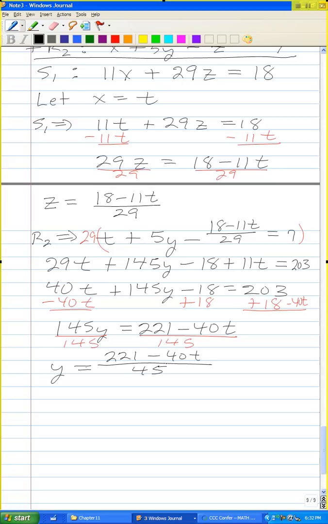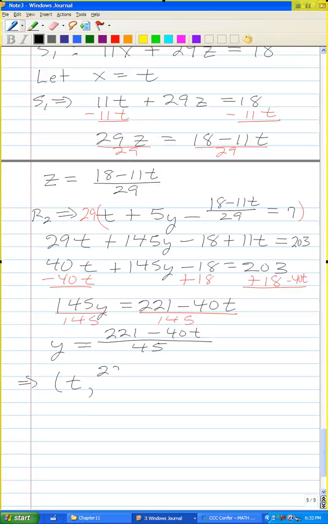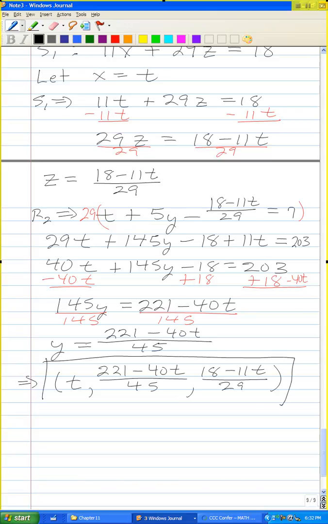So therefore, let's actually write the solution then. My solution has the form x is equal to t, y is equal to (221 minus 40t) over 145, and z is (18 minus 11t) over 29. And that is your solution. This is a line in space. And so the intersection of these two planes turns out to be a line in 3 space.